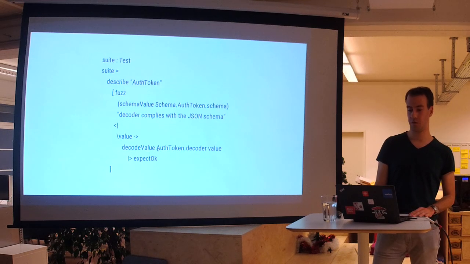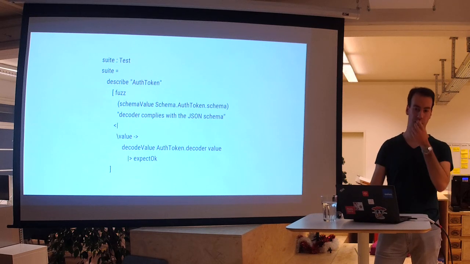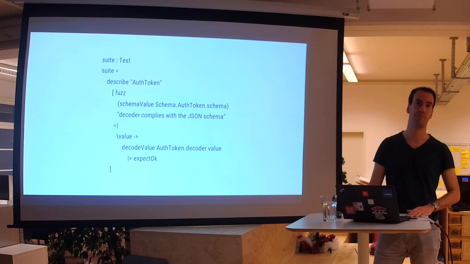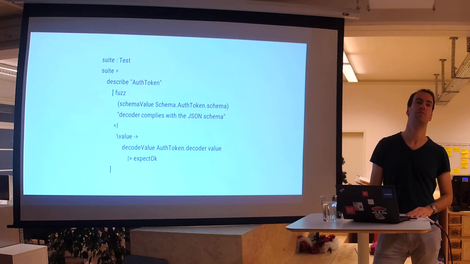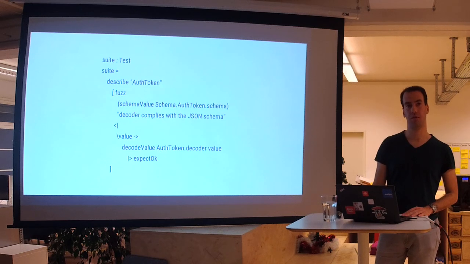And then I test my decoder to just see if it works correctly. In this case, I don't have an encoder, otherwise I would have maybe also mirrored them. Do you generate the decoder in Elm also from the schema, from this DSL? No, I don't. I hand-wrote the decoders.